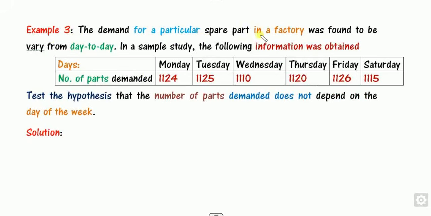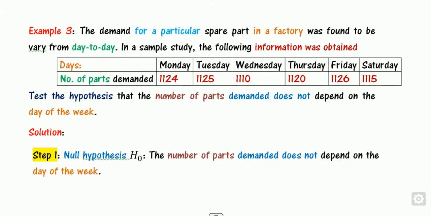There is a particular spare part in the factory and these are given. So test the hypothesis that the number of parts demanded does not depend upon the day of the week. So what is the null hypothesis? The number of parts does not depend upon the day of the week. Now step 2 is calculate E. E is N into P. N you can calculate as a sum. What is the probability? Nothing is given, so the probability is 1 by how many days are there? 6. So P is my 1 by 6.